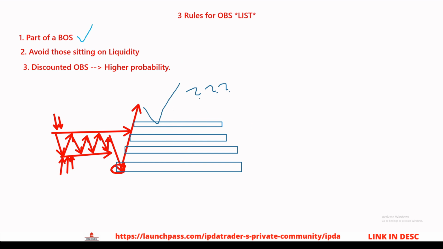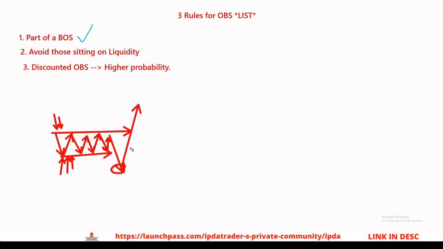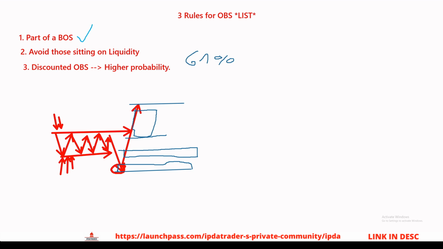So how do you do that? Well, you grab your FIB tool. Once again, I don't have a FIB tool over here, but you want to be measuring the leg from bottom to top, and you want to be only looking at discounted areas, which are going to be below the 61% retracement. Okay? So that way you've eliminated essentially all these POIs over here, and now you can start focusing on the ones that truly matter, right? Because at this point, any of these could be the move up, right?